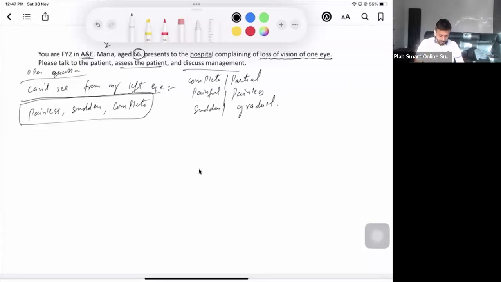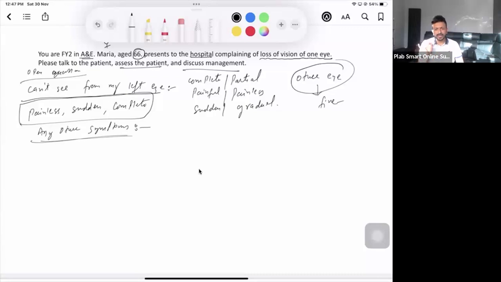Now, what else are you going to do? You will ask the patient, what about the other eye? Remember, guys, anytime you get a scenario on the eye, the ear, or the breast, if there's a problem in one ear, you ask about the other ear. If there's a problem in one eye, you always ask about the other eye as well. This is really important. My other eye is fine. Okay, that's absolutely okay. So what else will I ask? Do you have any other symptoms? Always go for an open question. That's going to make your life easy.